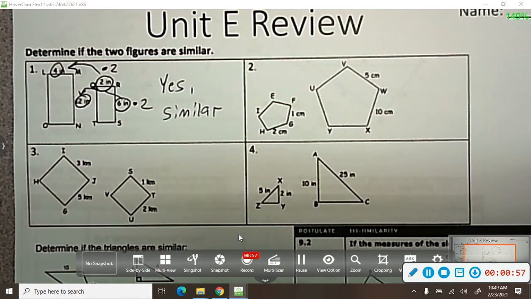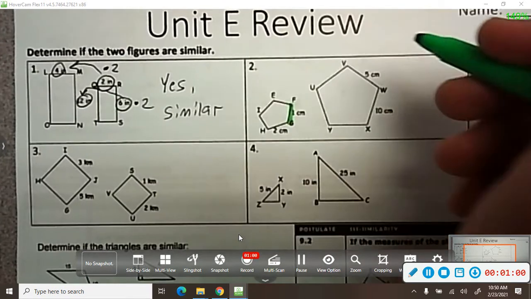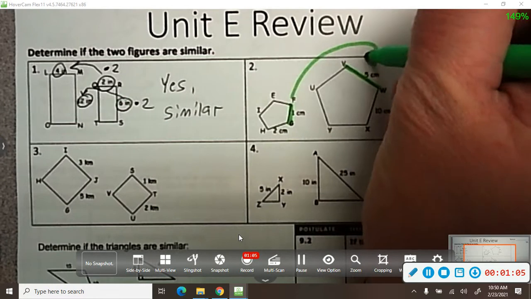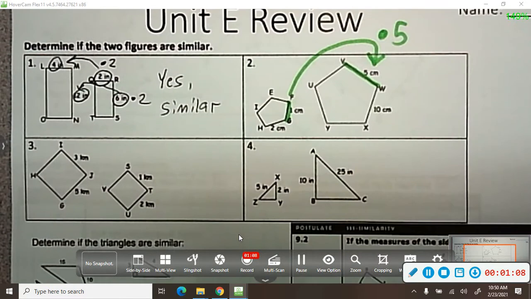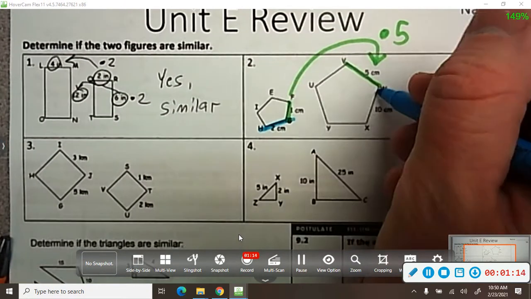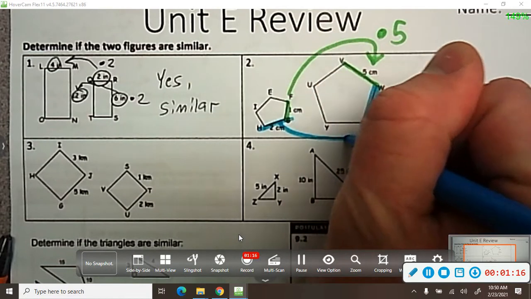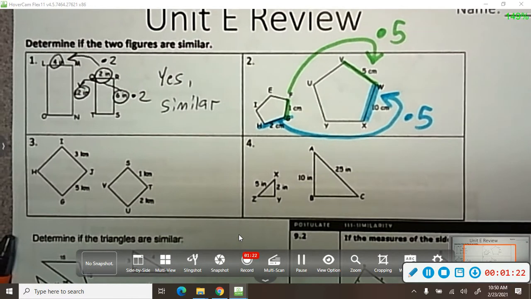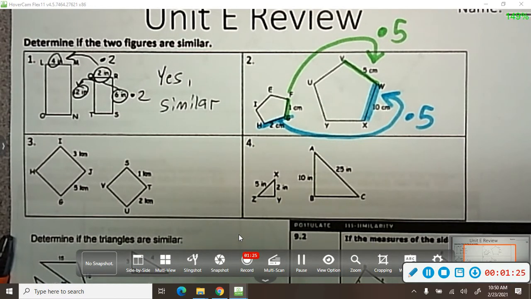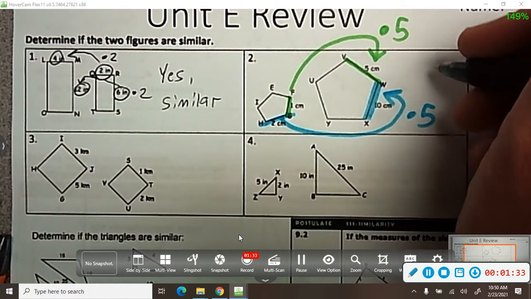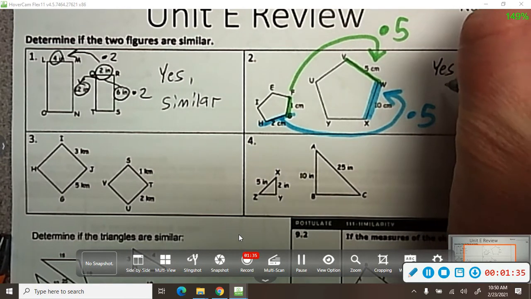Here, going from the small number to the small number, from 1 to 5, you'd multiply by 5. And if you look at the other one, 2 to 10, that is also times 5. And technically, 2 sides does not show that they're similar, but for what you're doing on the exam, you'll say yes. Since they're both times 5, you'll say yes, similar.